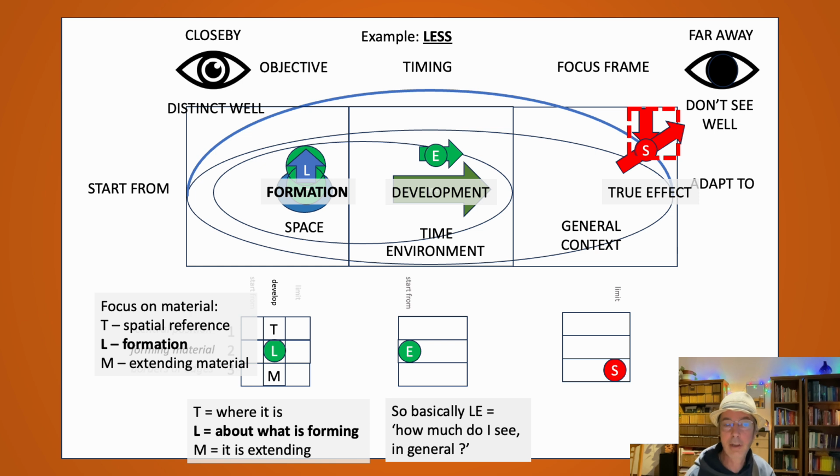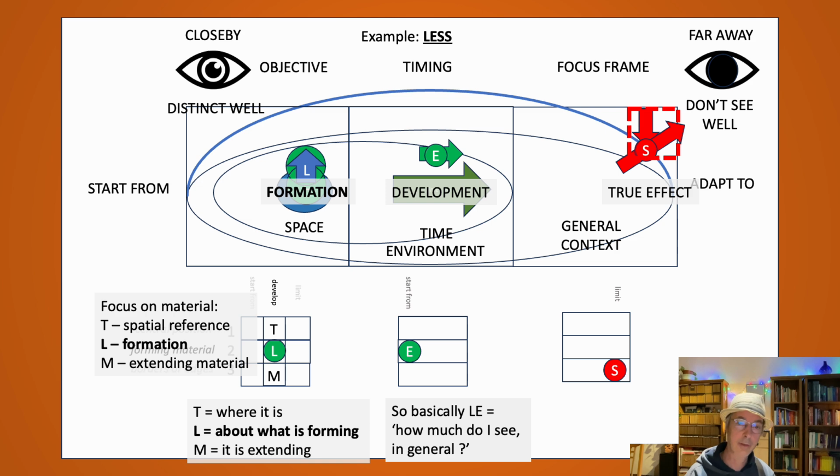How much do I see with the le? That's what le actually is already saying. So how much do I have here? It's a very basic seeing what is formed here, and I see what has been formed here. Le is also used in certain languages, by the way, but that's another matter.